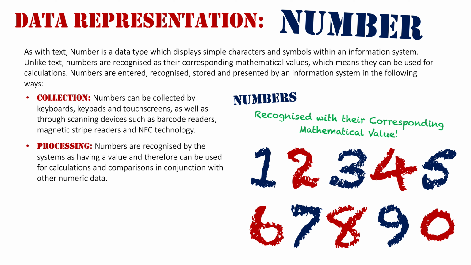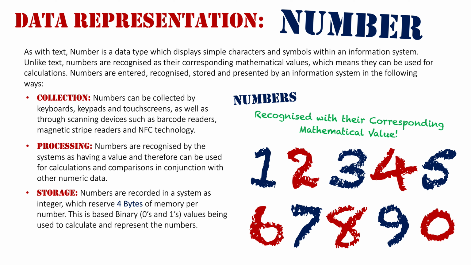Numbers are recognized by systems as having a value and therefore can be used for calculations and comparisons in conjunction with other numeric data. So it's not just the actual calculations, but we can compare numbers with each other too. They're greater than and less than each other. We can sort them in an order based on their values, from highest to lowest or lowest to highest. So they're also important in that way to us too. And that's how they are processed. Numbers are meant to be processed, hence why we're using their values. We want to process the combinations of their values, and that's why it's a meaningful data type to information systems.